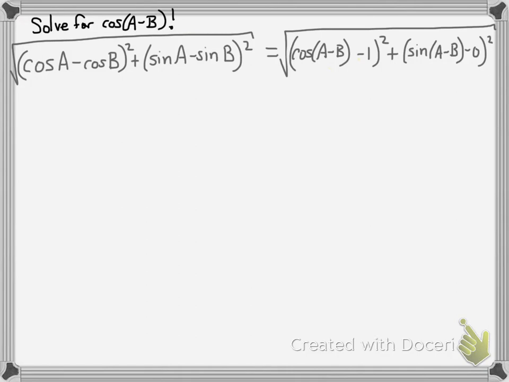Okay, we are ready to solve this equation, and our job is to solve for cosine of A minus B. Now that guy is embedded pretty far into that expression. The first thing we can do is square both sides, and if we square both sides, then we get rid of those square roots.